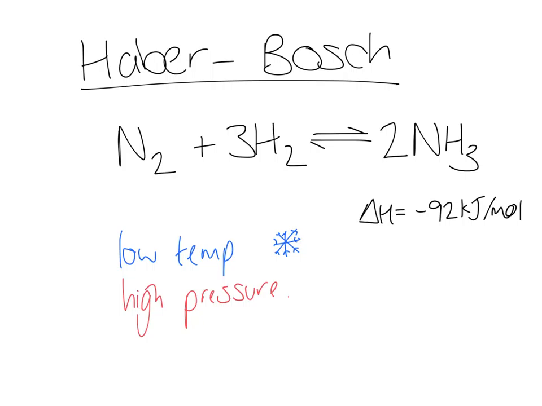And a pressure of 250 atmospheres, which is pretty high. But then to help this, we've got a catalyst. So that's our compromise: 450 degrees C, 250 atmospheres, and an iron catalyst. That is all there, but I would like you to write underneath it, conditions.